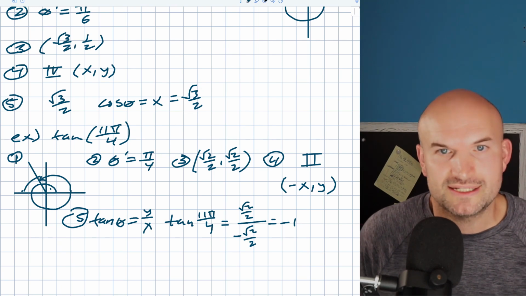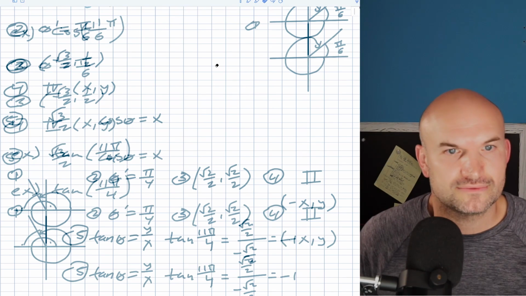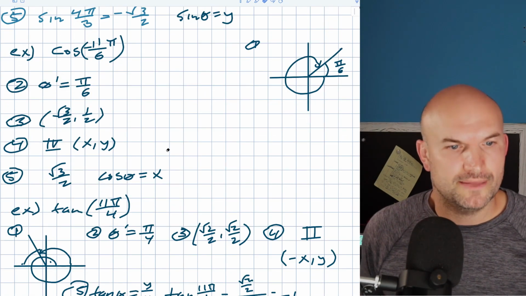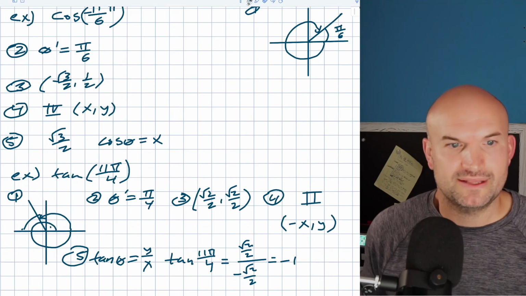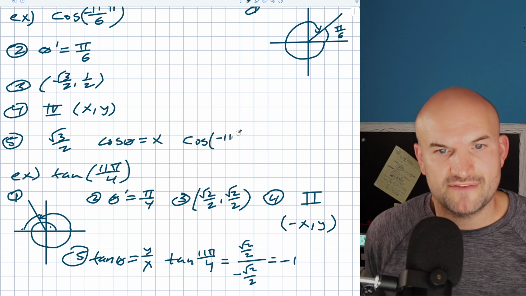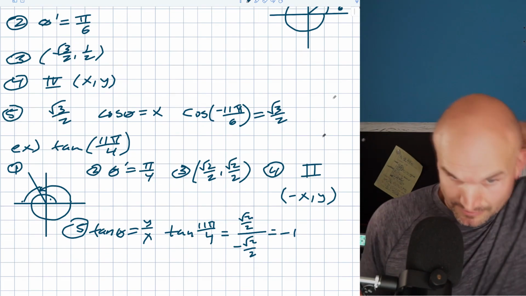And actually, I just realized this is mathematically incorrect, so I don't want to leave that. That's not equal. There you go. But let me rewrite this angle. So if I said the cosine of negative 11 pi over 6 is equal to square root of 3 over 2. There you go.